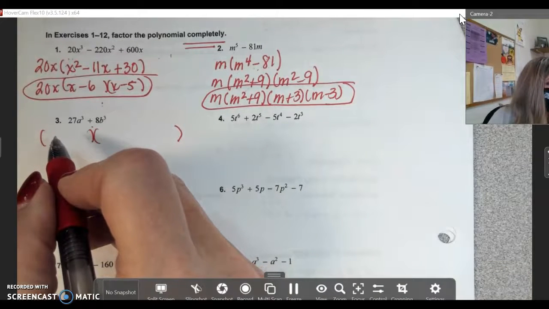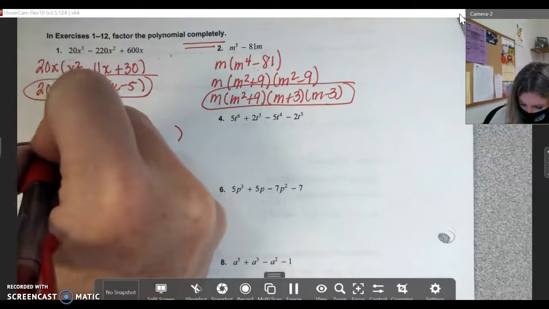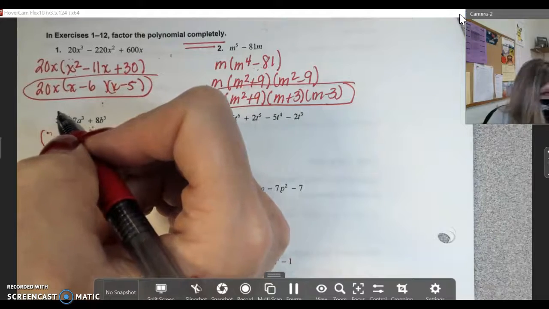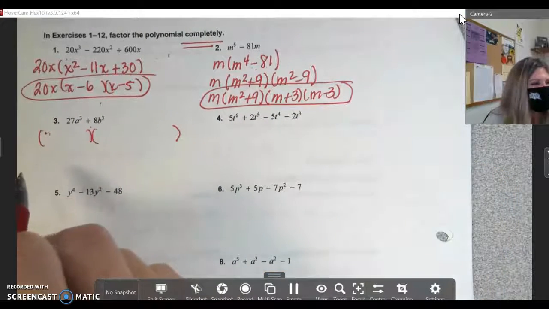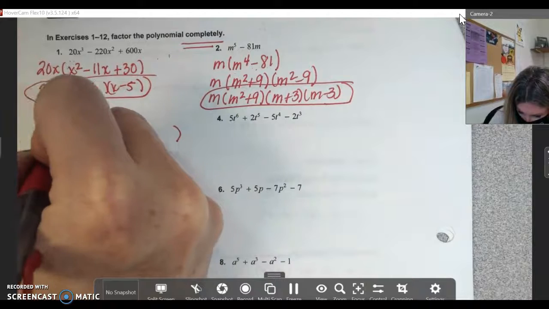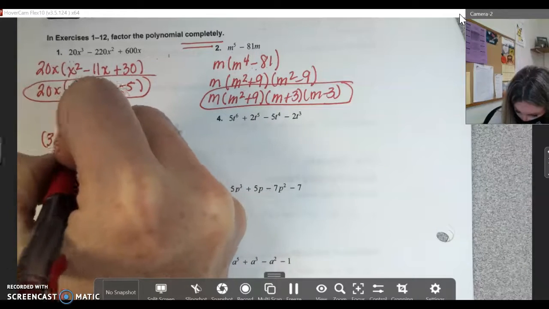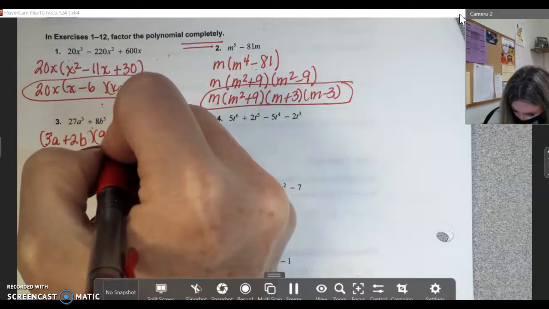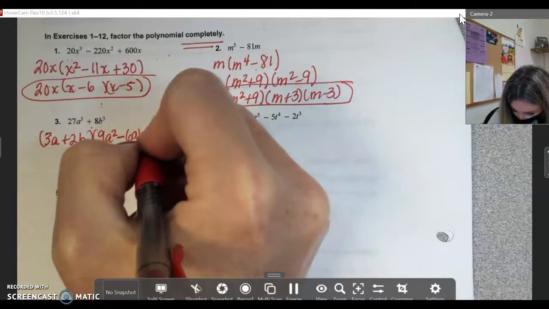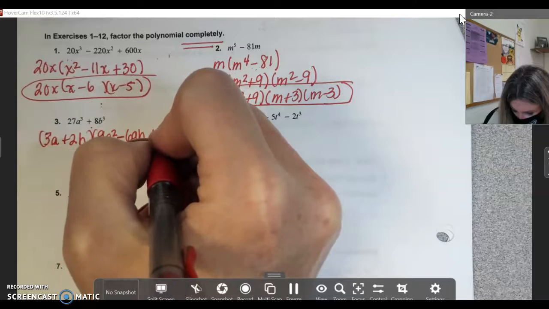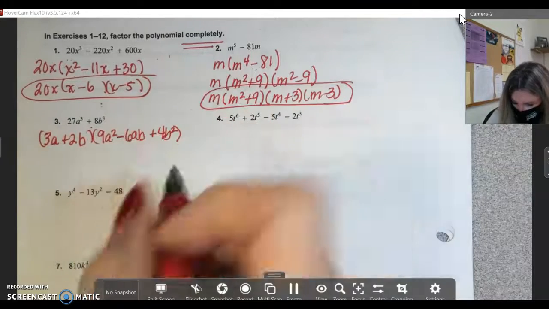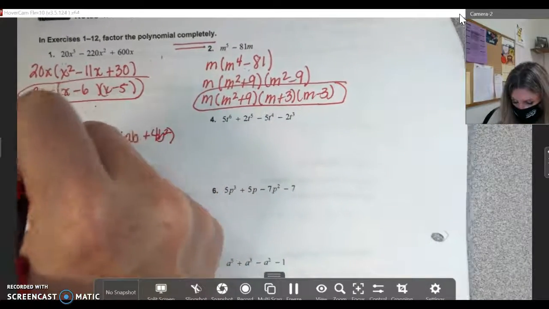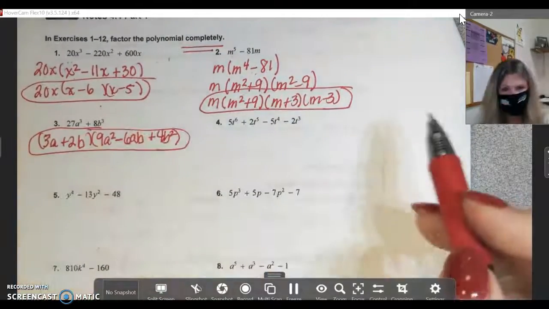All right, go ahead, Drew. What do you think? Okay. What do you think, Josh? 3a plus 2b is 9a squared plus 6ab plus 4b squared. Very good. The only thing you said wrong was this sign right here. It always has to be the opposite, but that was very nice. Good job. Okay.